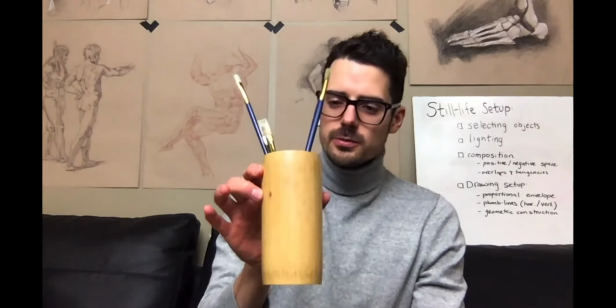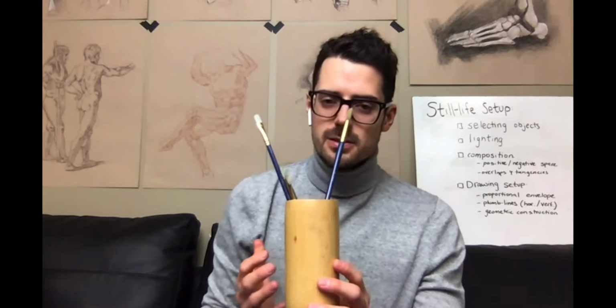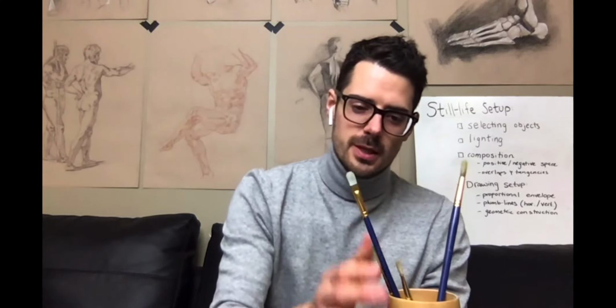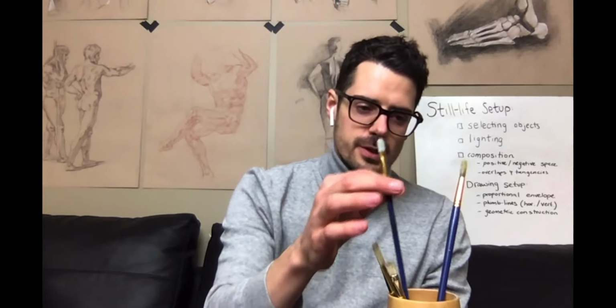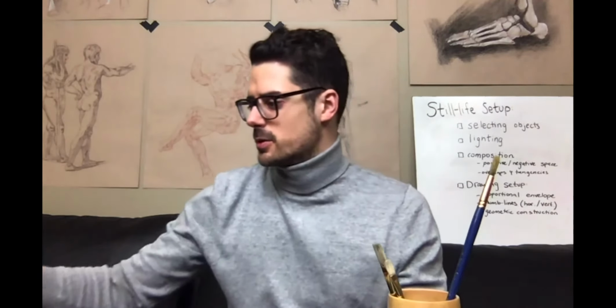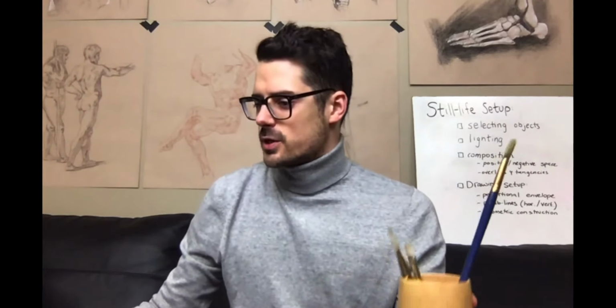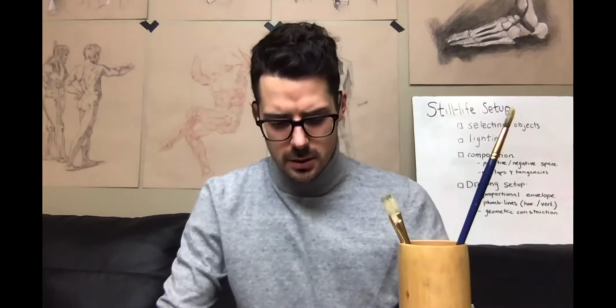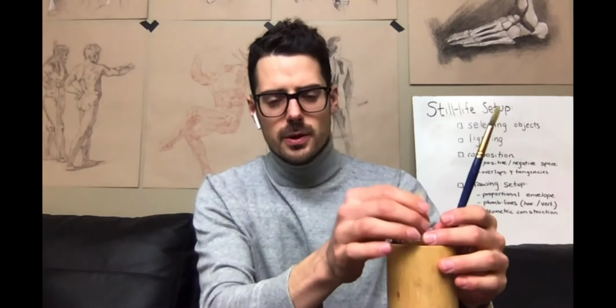Now the second part that goes into this, so let's say for this still life setup, I go with this nice simple matte patternless brush holder, and then a few brushes. Let's go with 3, nice odd number. And we've got 2 objects, maybe a book.